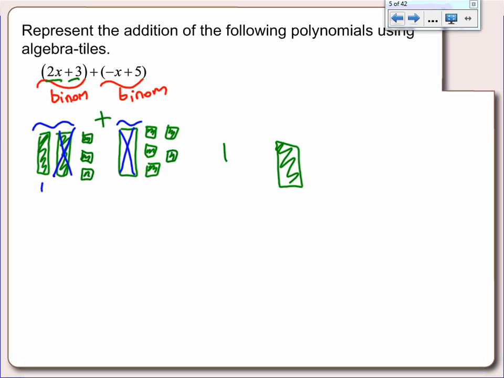Now, we look at our little individual tiles, and again, any ones on the left would be canceled out by any non-shaded ones on the right. But in this case, there are no non-shaded ones on the right. They're just all shaded. So we just count it up. We have 1, 2, 3, 4, 5, 6, 7, 8 of those guys. So we need 8 of them. And we shade them all in because they're positive.